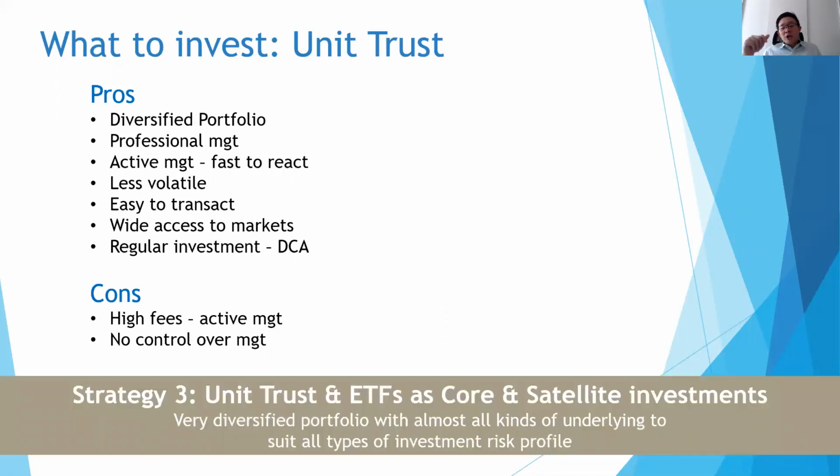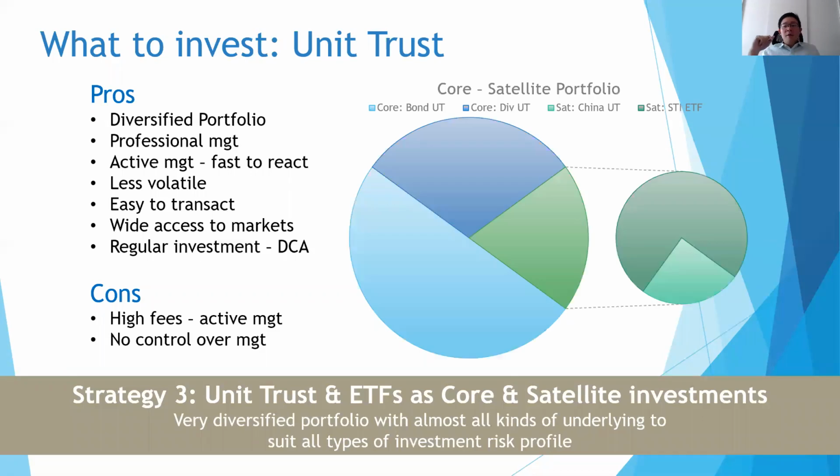Okay, so strategy number 3, because of the diversification in unit trusts and ETFs, I think it's very good to create an investment portfolio based on just these two instruments, unit trusts and ETFs, to suit all investment types. Let me talk a bit about this core and satellite portfolio to create this.